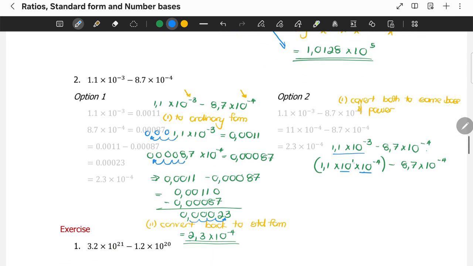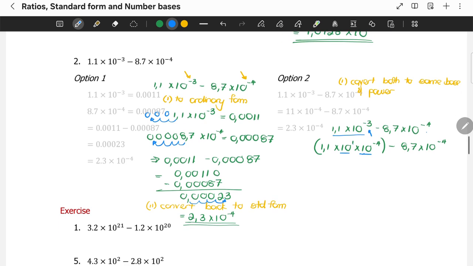So in this case, if we add 1 to minus 4, we go back to minus 3. Just as a cross check, to make sure that you're expanding minus 3 to minus 4 times 10, right? So 10 times 1.1, that's going to give us 11. So just expressing this bracket is going to be 11 times 10 to the power minus 4 minus 8.7 times 10 to the power minus 4.